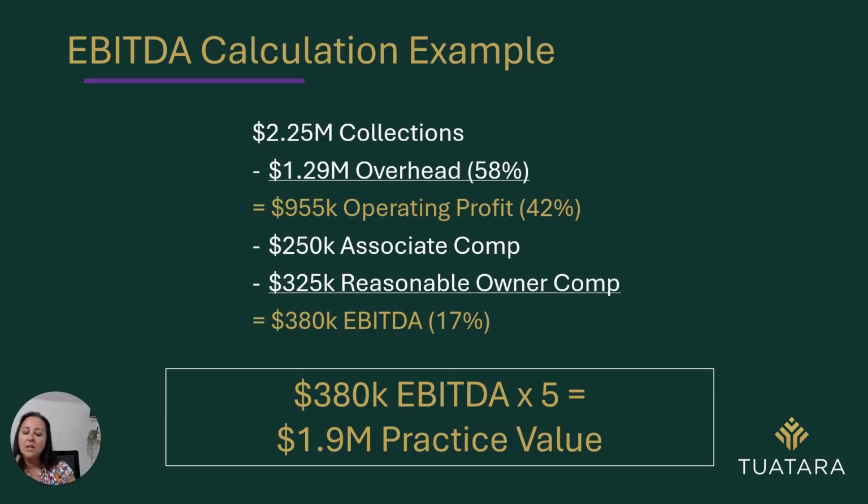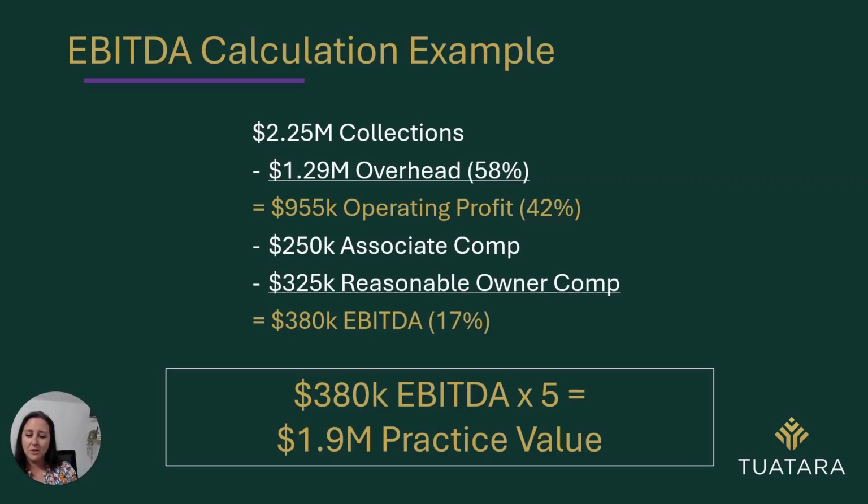So let's pretend we have a 2-doctor practice. We do $2.25 million in total collections. This includes our hygiene as well. We have about a 58% overhead rate. So that's $1.29 million in overhead expenses. You'll often hear this as 60% as a general average. 2-doctor practices do typically do a little bit better than average. So we gave that here at the 58 versus 60. That leads you to your operating profit of $955,000.